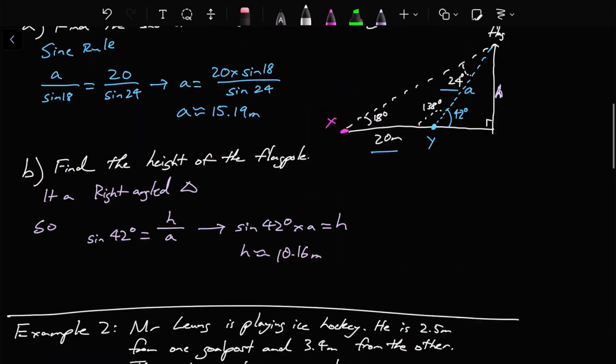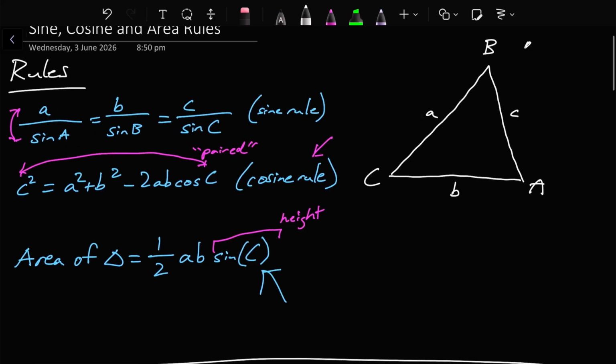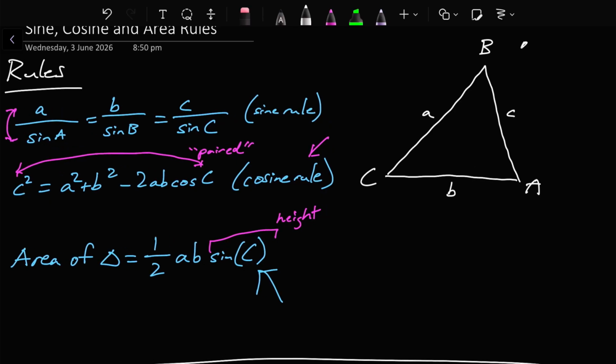Interesting. All right, I hope that's helpful to use the sine, cosine, and area rules. Yeah, it's all about identifying which rule you need to use and then finding the relevant information. Cool? Have fun.